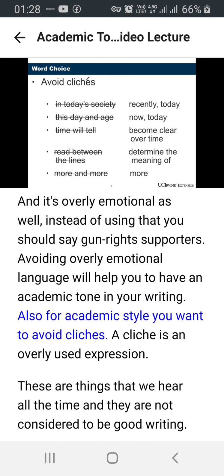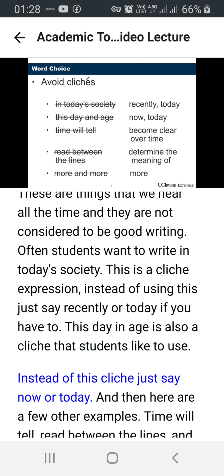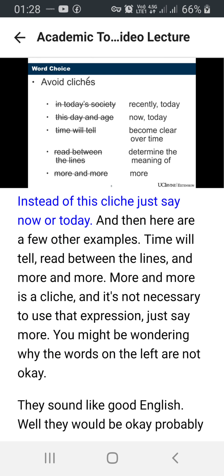Also, for academic style, you want to avoid cliches. A cliche is an overused expression. These are things that we hear all the time, and they are not considered to be good writing. Often students want to write, "in today's society." This is a cliche expression. Instead of using this, just say recently or today if you have to. This day and age is also a cliche that students like to use. Instead of this cliche, just say now or today.